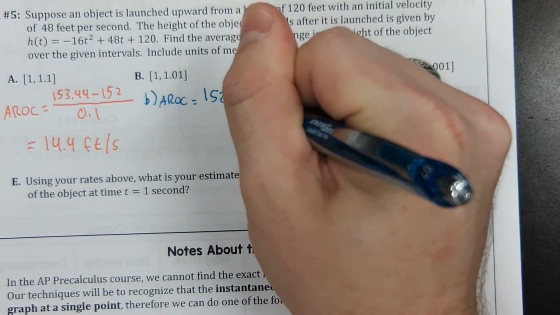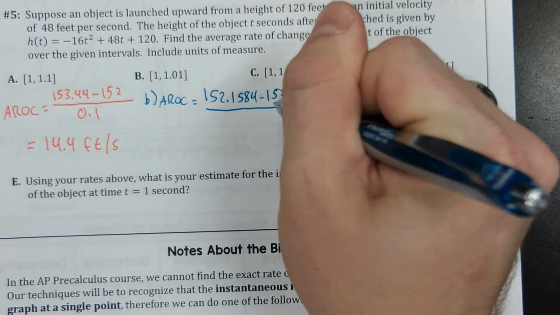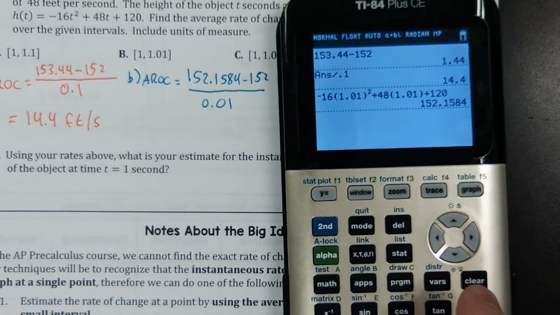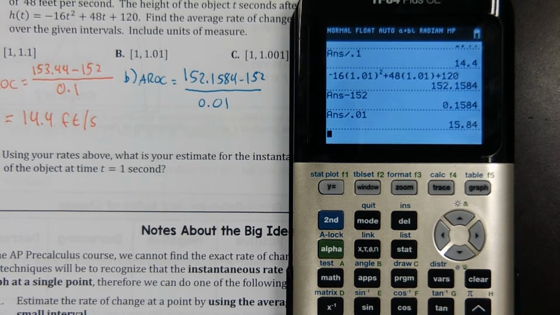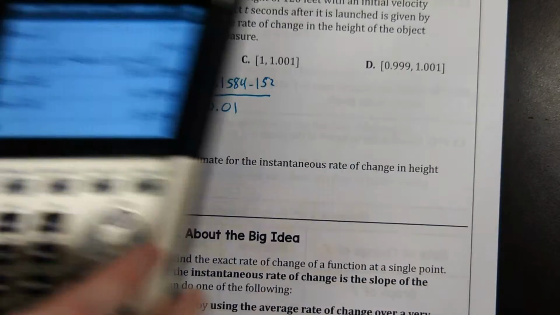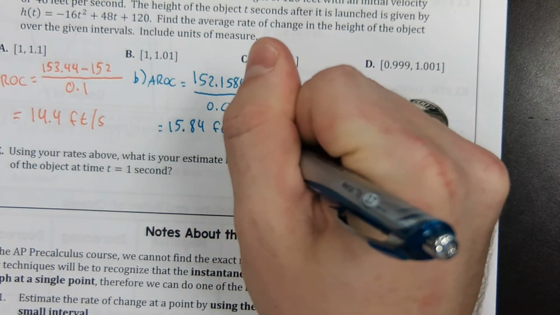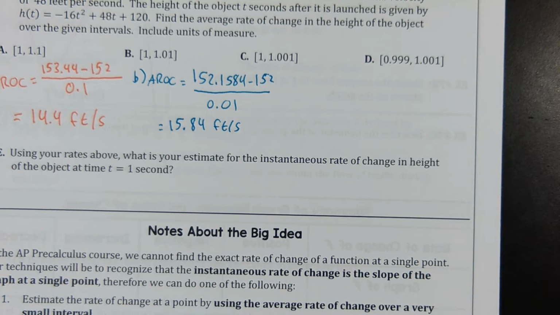152.1584 minus 152. Well, I'm going to run out of space, aren't I? Over 0.01. So subtract that 152 again, because that's what we get when we substitute t equals 1. And divided by 0.01 is 15.84 feet per second. I think that I'm driving home the idea of what I'm doing.